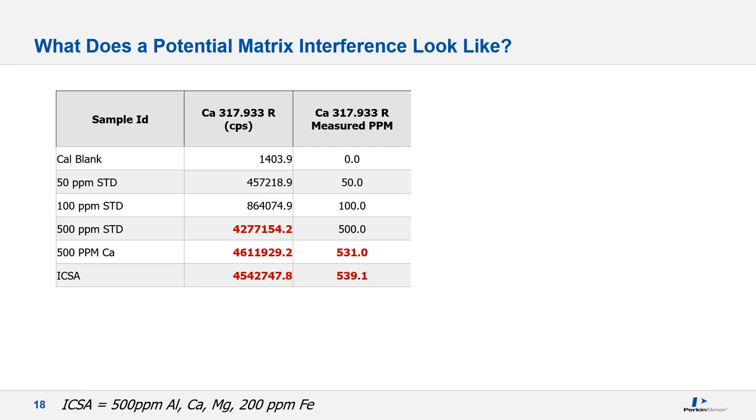If you look at the measured calcium values in ppm, which are indicated in the right column in the red text, you can see that my calcium standard is reading high at 531 when it should be 500, and the ICSA solution is also reading high at 539.1 ppm calcium. What is going on?